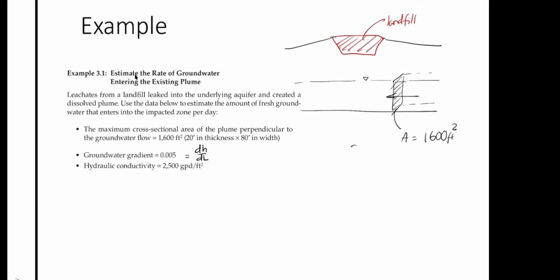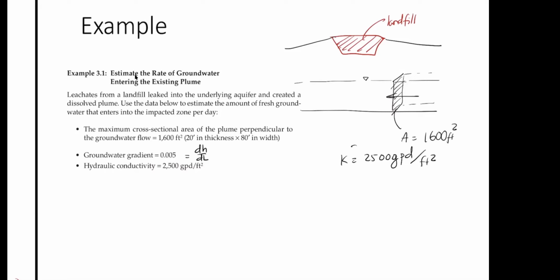The hydraulic conductivity of the soil, K, is 2,500 gallons per day per square foot. So that's a different unit. You used to see a unit that is distance over time, but here it says gallons per day, which is volume per day, divided by square feet of area. So we have to account for that unit conversion. It's a similar question. The only difference is the units are different.